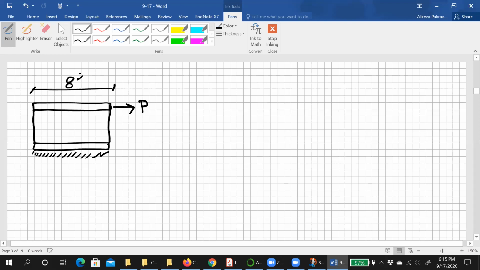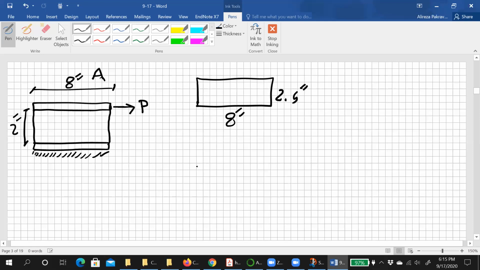Let's see, this is 8 inch. This is 2 inch. And also, if you look from the top of the plate, the dimension of the plate would be like that: 8 inch, and the other direction perpendicular to the plane would be 2.5 inch, right?